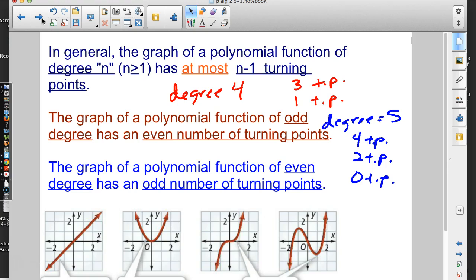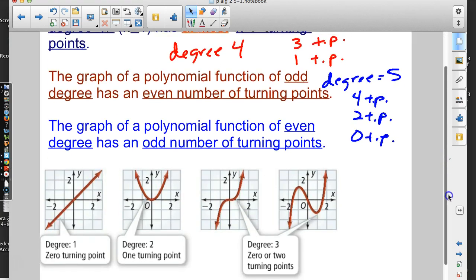The graph of a polynomial function of odd degree will always have an even number of turning points. Odd degree, even number of turning points. The graph of a polynomial function of even degree has an odd number of turning points. Yep. Go back and use your odds. That way you'll know, hey, did I put something in wrong?